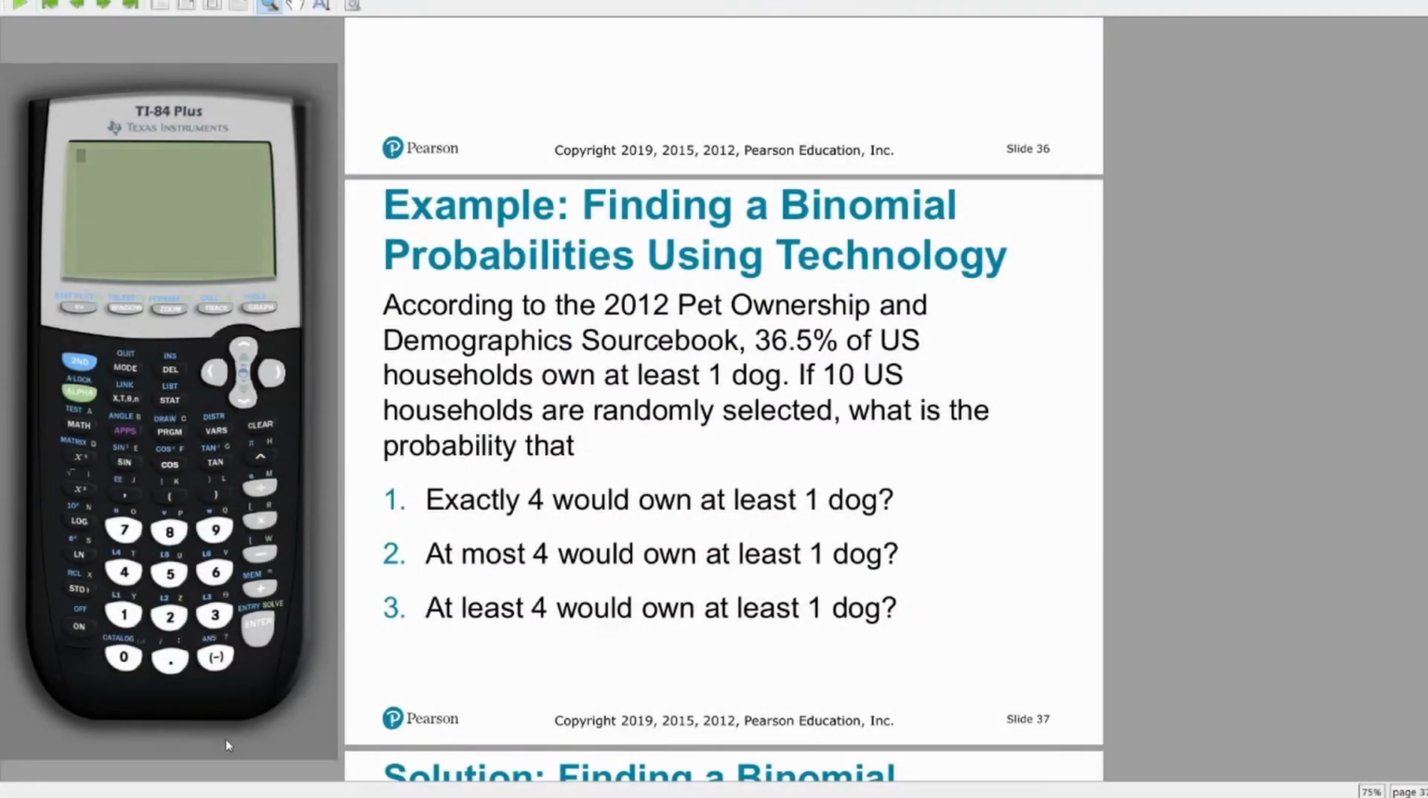Now we're going to look at how we can compute binomial probabilities using the calculator. So if we want exactly 4 owning at least 1, what we have to pay attention to is that phrasing, exactly 4. That's what tells us what we're looking at.